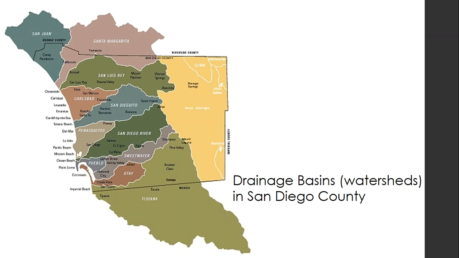We can look at drainage basins or watersheds in San Diego County. We can divide it into smaller ones. Here are the drainage basins for the Tijuana River, San Dieguito, Penasquitos, the San Diego River. So these things can be quite useful for planning and understanding how water flows.